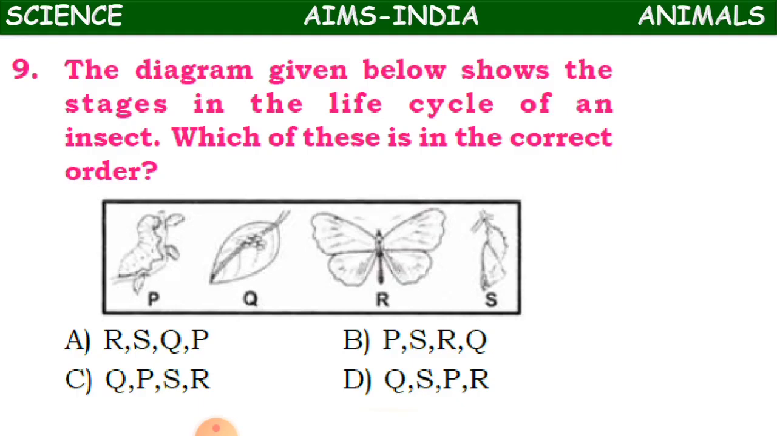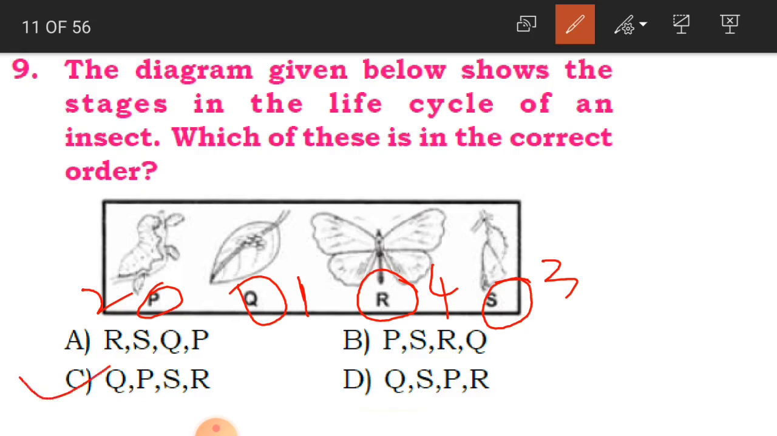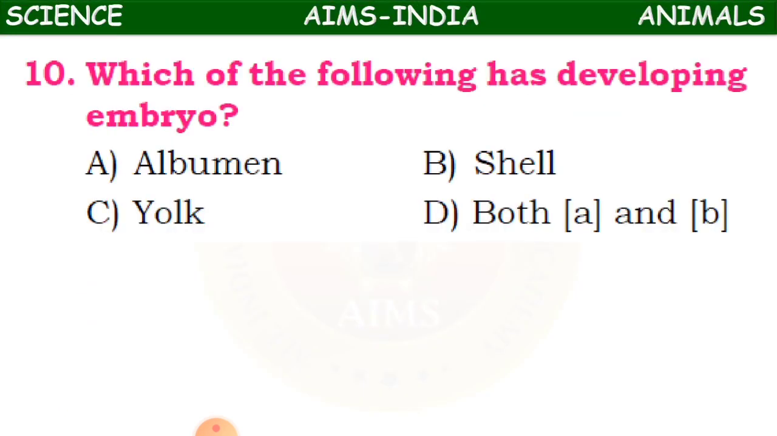Here, children, P is the larva stage, the second stage. Q is the eggs, that is the first stage. R is the adult butterfly, the final stage, the fourth stage. S is the pupa, that is the third stage. So what will be our correct answer? Q, P, S, R. That is why C option is the correct one. Clear, children?